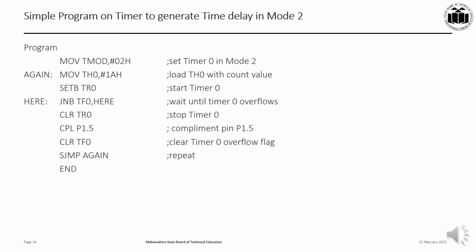Now you can stop timer 0 by using the instruction CLR TR0. To generate a square wave, we have to complement the pin P1.5 by using the instruction CPL P1.5. Then clear the timer 0 overflow flag by using the instruction CLR TF0. And to repeat, we have to jump again to the label again.